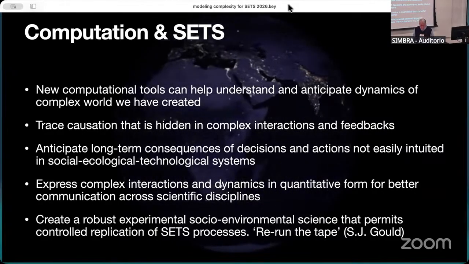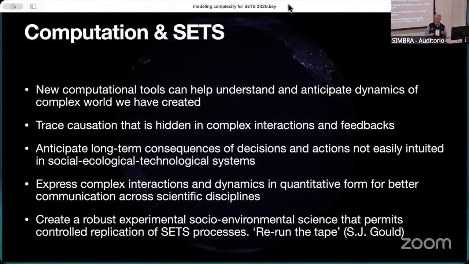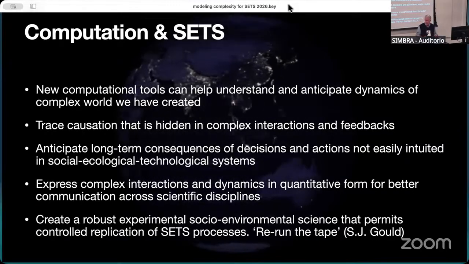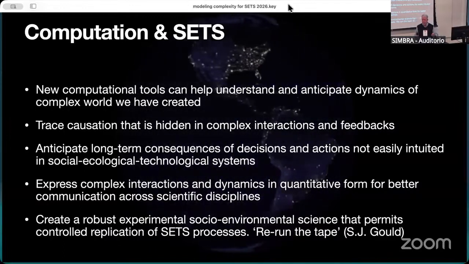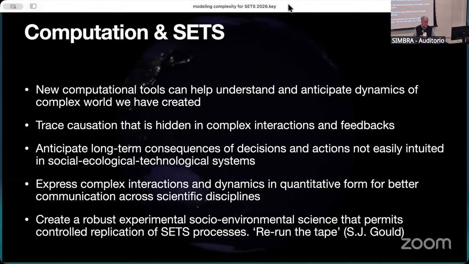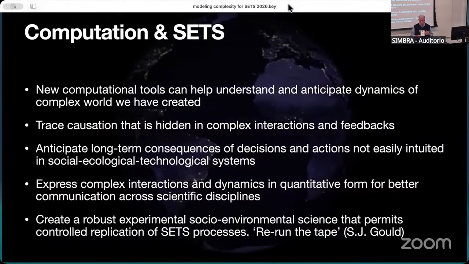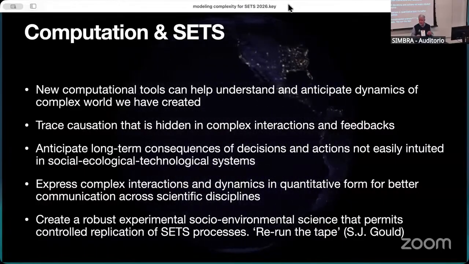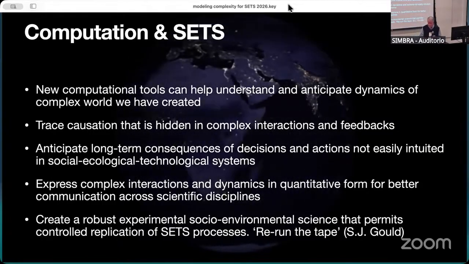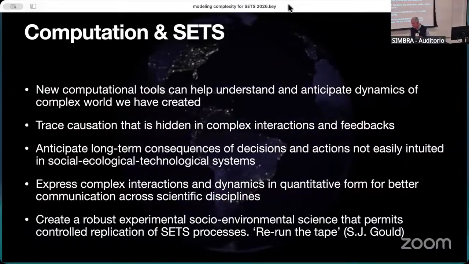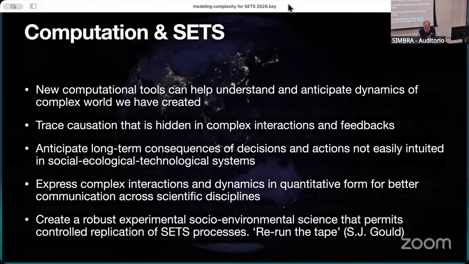And the other thing, I think, is it helps us communicate these kinds of complex decisions and interactions, the idea of emergence, in quantitative forms across different disciplines, and some that Daniel brought out. And so it's a way to communicate these things. And as a socio-ecological scientist, it's great because it lets us do experimental socio-ecological science, something we can't really do in the real world. So this is, in Stephen Gould's words, we can actually rerun the tape of evolution, social evolution, something you can't do in the real world.